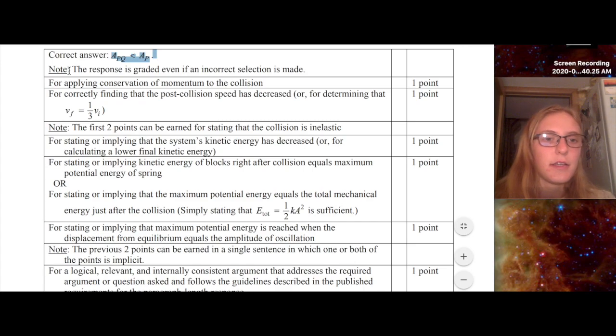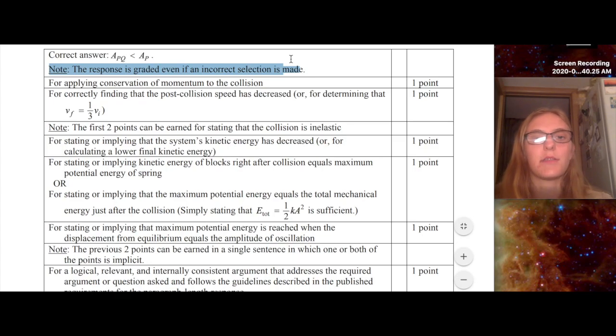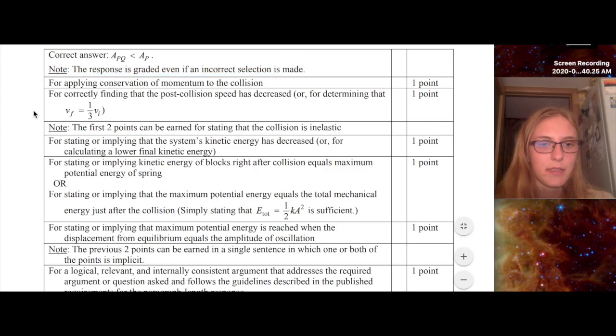So, here, super key note: the response is graded even if an incorrect selection is made. So even if you pick the wrong thing, you can still get points. And I'll show you how you can do that. So, the first point, for applying conservation of momentum to the collision. So, if you say momentum is conserved, you get a point.